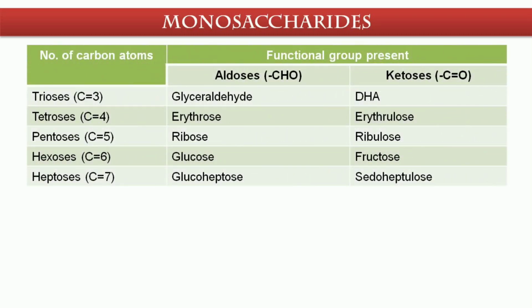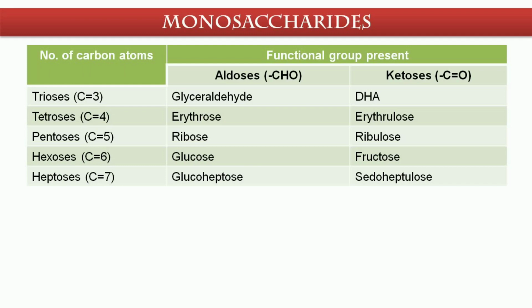Now monosaccharides can be classified on the basis of the number of carbon atoms and the functional groups present. The examples are for trioses, that is which have carbons 3 in number, aldoses are glyceraldehyde, and ketoses are DHA. Aldoses have the functional group of aldehyde and ketoses have the functional carbonyl group.